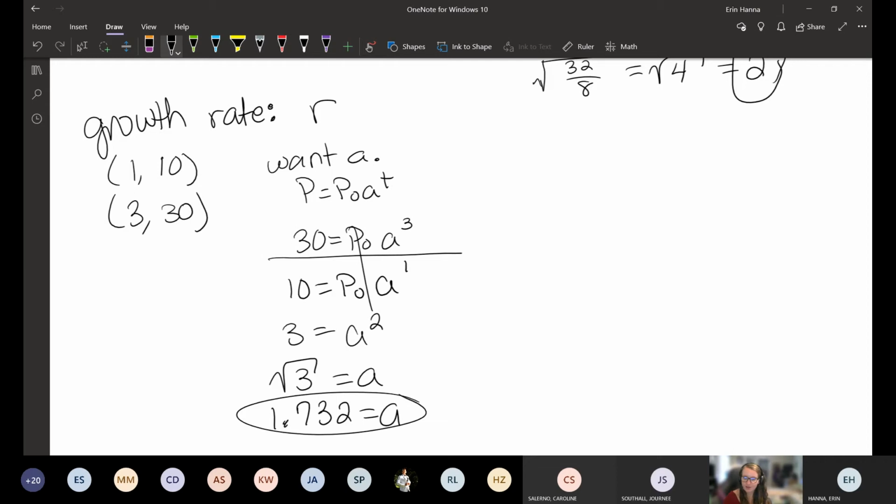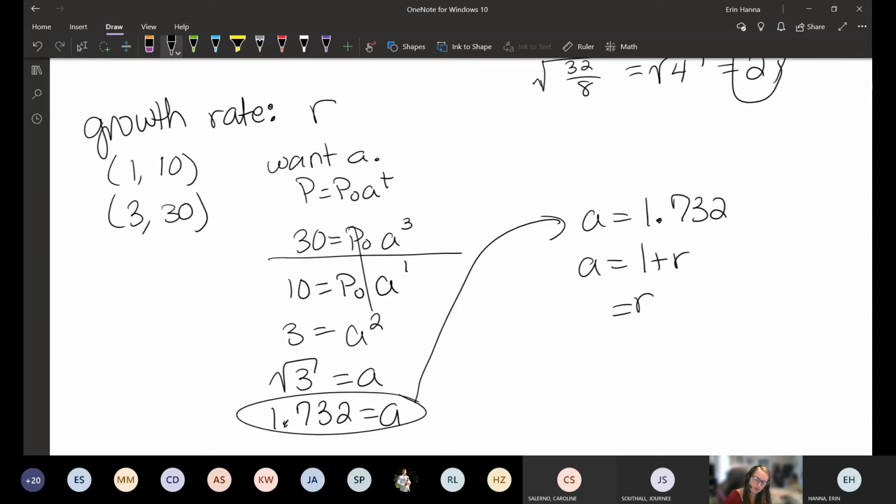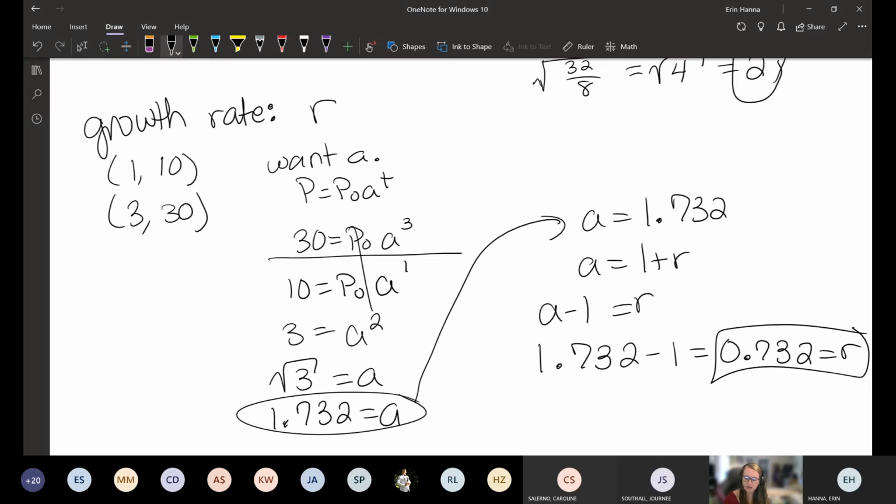So this isn't the answer, though, that you want. You want the growth rate. So from here, when you have the A value, you're going to find the rate. If A is equal to 1 plus R, then R is equal to A minus 1. So if we take the A value that we have and subtract 1 from it, that'll be the R value. Now, usually it wants it as a percent. So you would move the decimal place 2 places over to the right, and so your percent growth rate would be 73.2%.